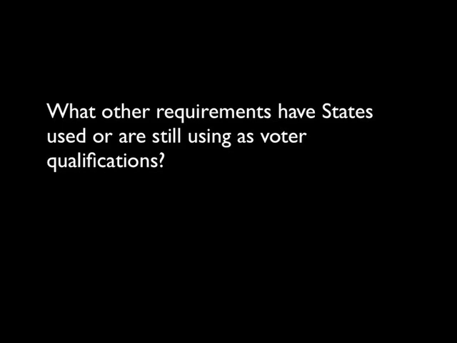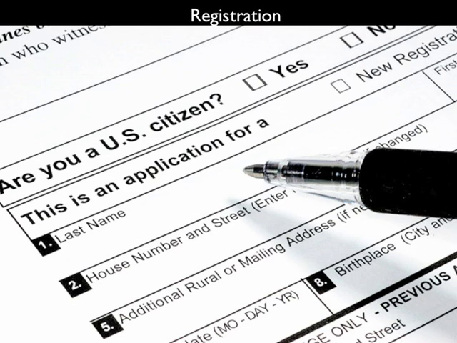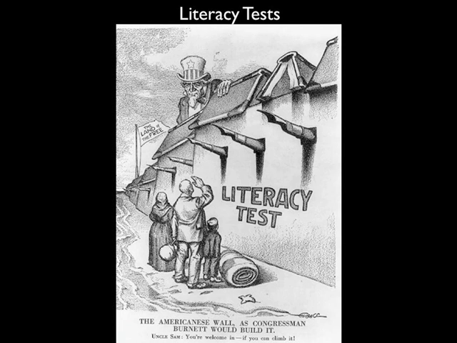What other requirements have states used or are still using as voter qualifications? All states, except North Dakota, require citizens to register to vote. Registration is a procedure of voter identification intended to prevent fraudulent voting. Literacy. A person's ability to read or write is no longer required in any state to vote, but had been by several states at times in our nation's history.